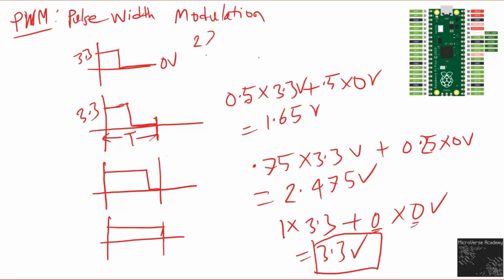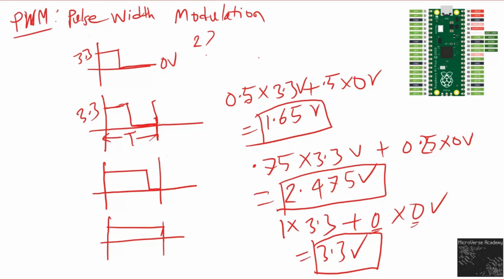So by changing the width of this pulse, we can get different analog voltages. This is the basic idea behind pulse width modulation, and it just goes on. In the next period, it will look like this, and it will go on. It will look like this in the next period, like this, and it will go on. For this case it will always be 100%, so it will look like this.